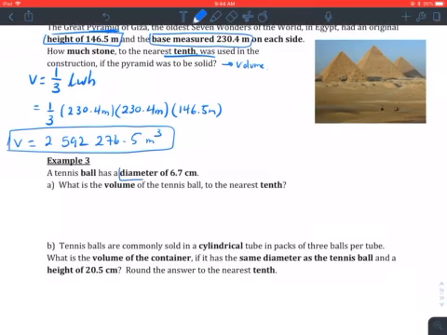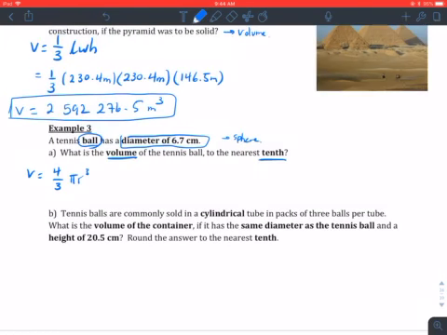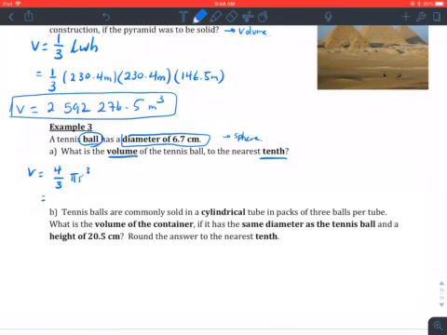Example 3. A tennis ball has a diameter of 6.7 centimeters, and it is a ball. So this tells us that we have a sphere. What is the volume to the nearest tenth? Our formula for volume of a sphere is 4 over 3 pi r cubed. So we can put in our numbers. 4 over 3 times pi. The radius, again, take the diameter, cut it in half. So 6.7 divided by 2, and we get 3.35. And we're going to cube that value. And if we grab our calculators, put all those numbers in, you get 157.5 centimeters cubed to the nearest tenth.